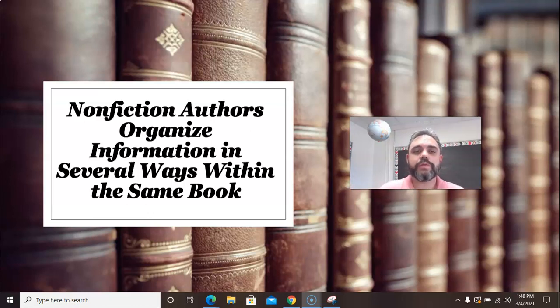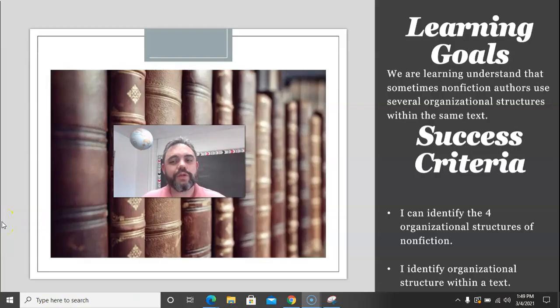As always, we have some success criteria and a learning goal that we're trying to accomplish. So let's see what that is, and then we can dive into being successful. The goal today is that we are learning to understand that sometimes nonfiction authors use several organizational structures within the same text. Success criteria, only two today. First one, I can identify the four organizational structures of nonfiction. Sounds like a big thing to do, but trust me, y'all got it. And two, I can identify organizational structure within a text. You get those two things along the way, boom, Success Town, population, fourth graders.